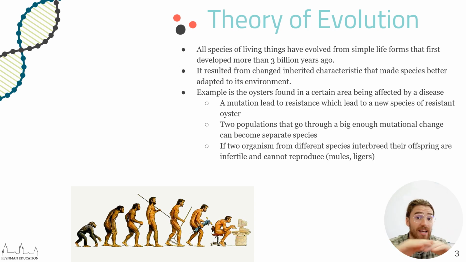And if they still can mate, even though they're different species, then their offspring are going to be infertile because they will have different numbers of chromosomes, and the offspring will not have an even number of chromosomes. This is like the mule and the liger.